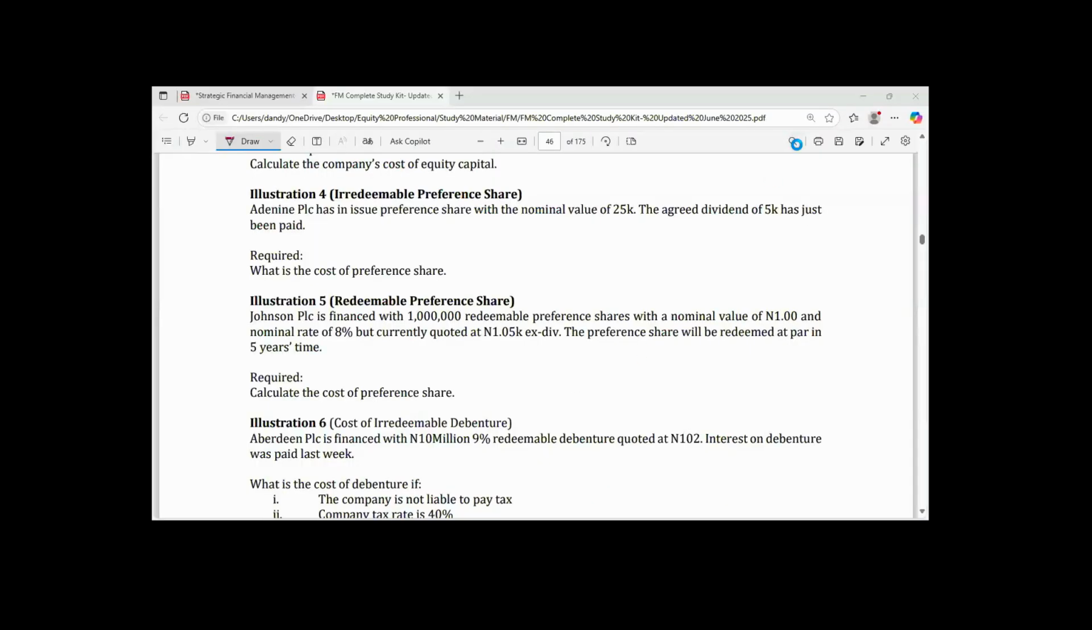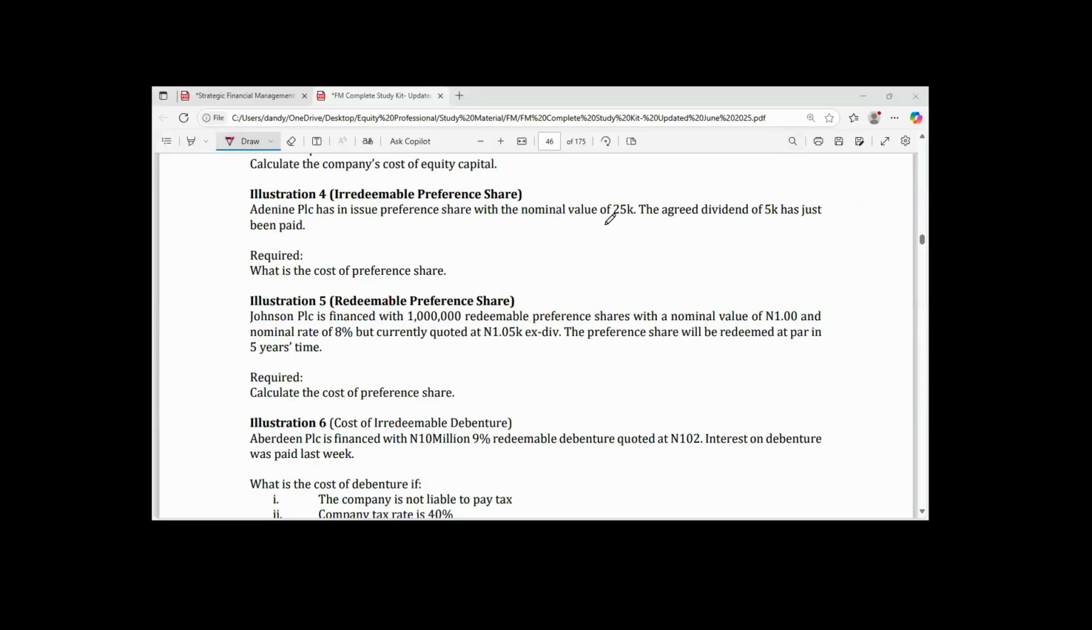Okay, so we also discussed how to compute the cost of preference share. I mentioned that we have the redeemable as well as the irredeemable preference share. And I said that the cost of irredeemable preference share represents the ratio of fixed dividend to ex-div share price. Of course, we solved a short example to demonstrate the point. And thereafter, we moved to discussing the cost of redeemable preference share.